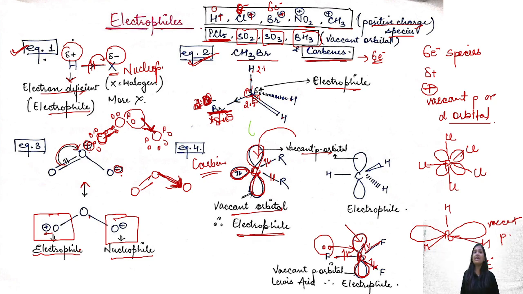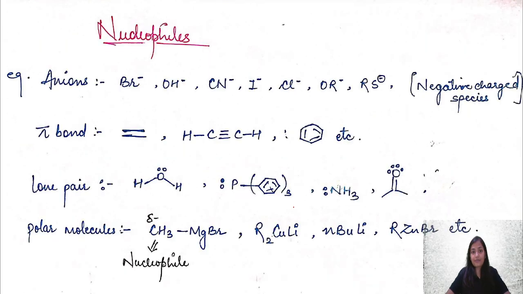Because ultimately your octet is complete, but still you are accepting electrons. Irrespective of whether the octet is complete or not, if any species will accept electrons, it is said to be electrophilic in nature. Got it? That's why all the species which are Lewis acids are said to be electrophilic in nature.